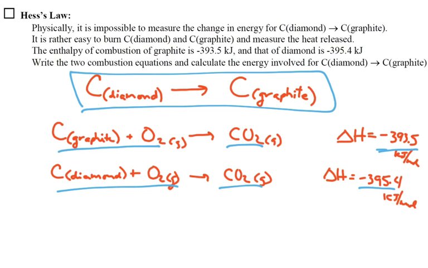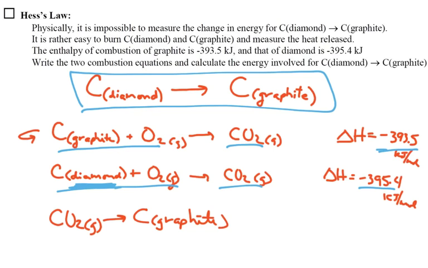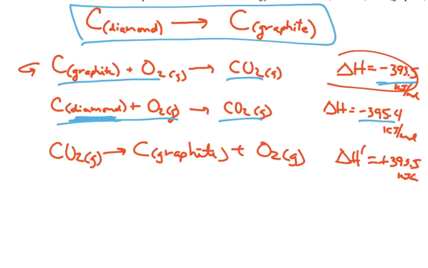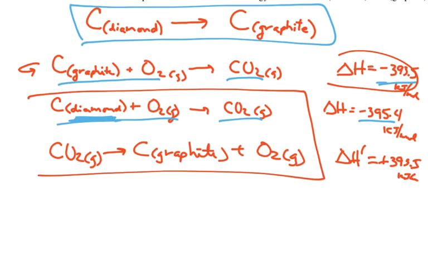So with Hess's law, we want to put these two equations together to get this overall equation, and then we can add the delta H's. Looking at this, I've got carbon diamond in the correct place, so I'm going to use the second reaction just as is. But my first reaction, I'm going to have to reverse. So I'm going to say CO2 gas turns into carbon as graphite plus O2 as a gas. And if I do that, then I have to change my delta H. So my new delta H will be a positive 393.5 kilojoules per mole.